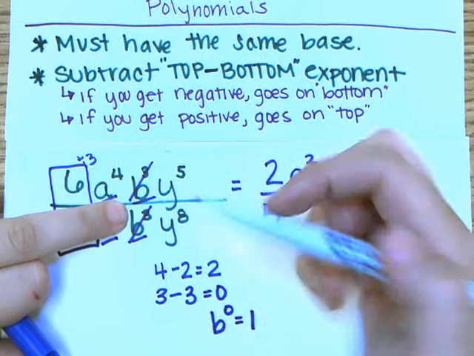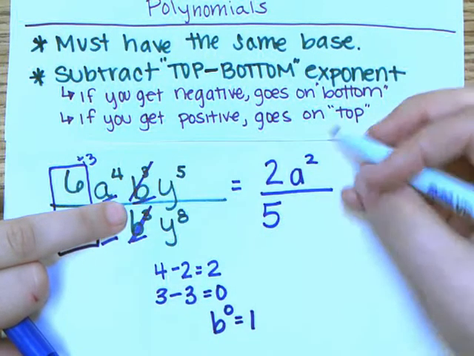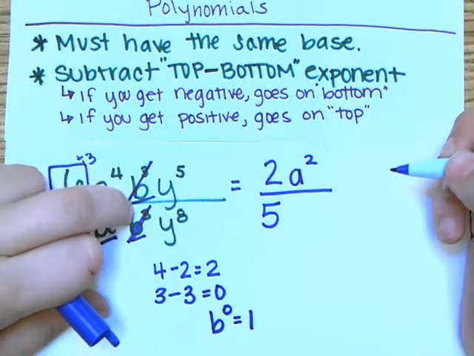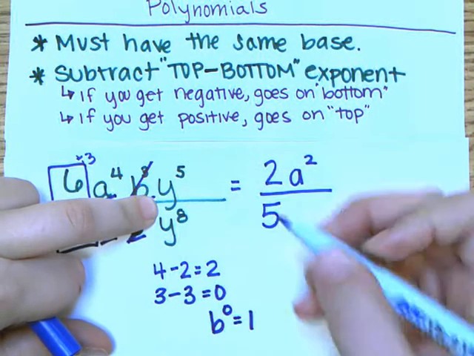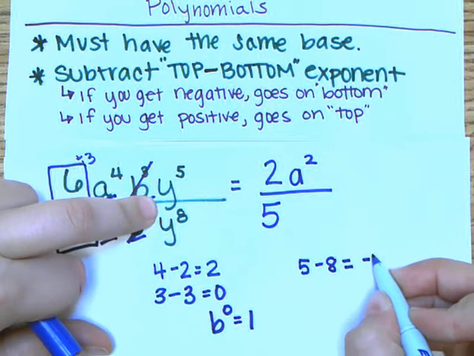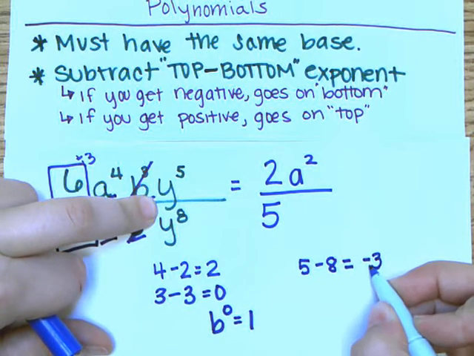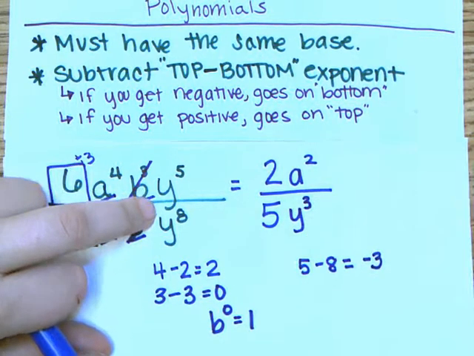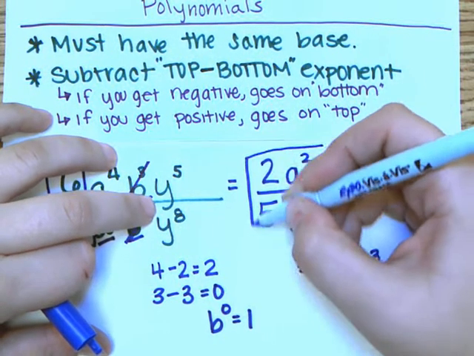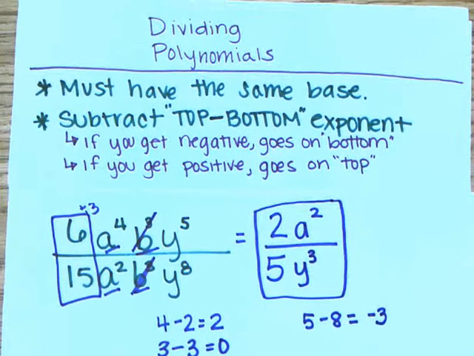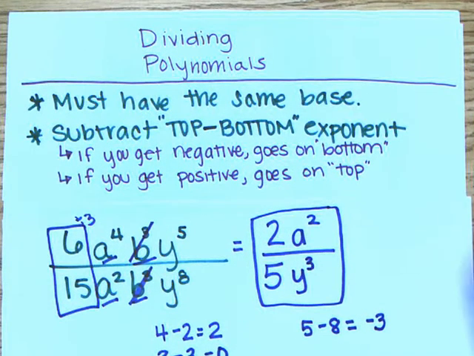In other words, anything to the 0 power is 1. So those we can just ignore, because if we put a 1 here, 2 times 1 is just 2, so we don't need it. Okay, then for the y's, we have 5 minus 8, which is -3, so since it's negative, the y cubed is going to go to the denominator. And that is our final answer.